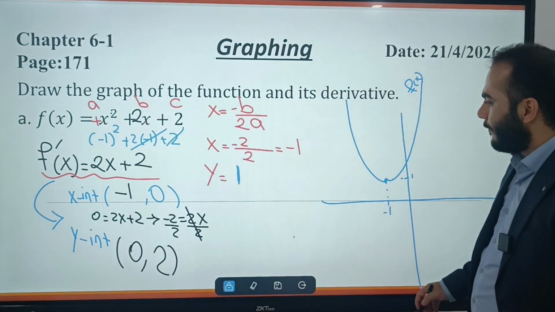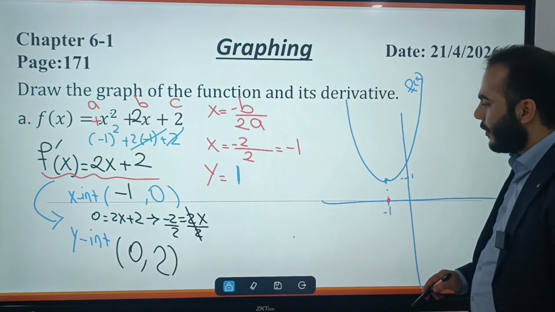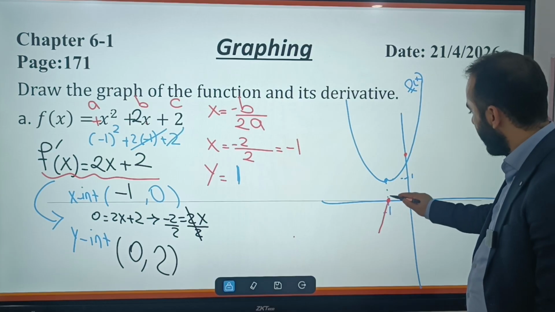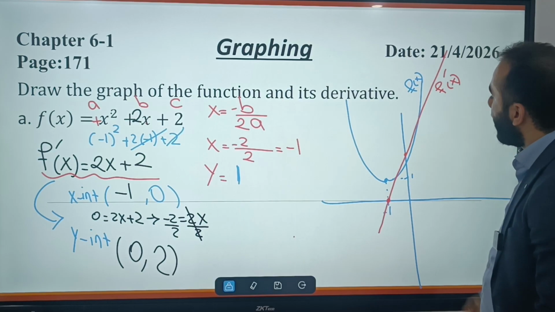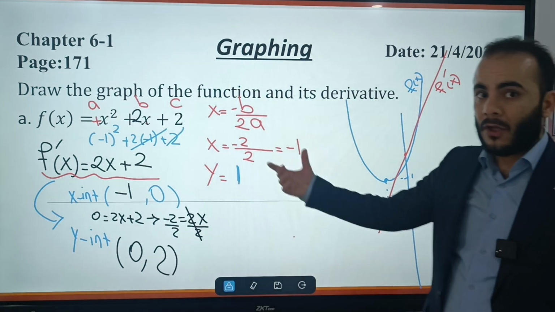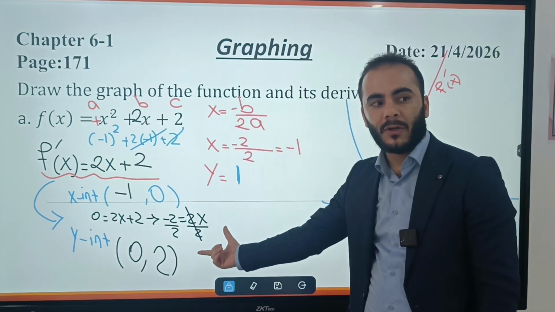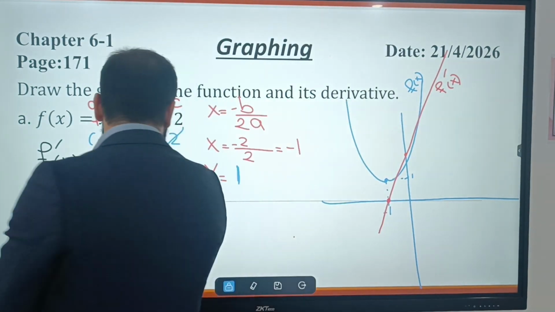Negative 1 and 0. Negative 1 and 0 is over here. And 0 and 2. So here is 1. Let's imagine here is 2. So this is going to be the graph of f prime of x. That is how we graph quadratic function and linear function in the easiest way. To graph the quadratic function, go in this way. To graph the linear function, try to find the x-intercept and the y-intercept.